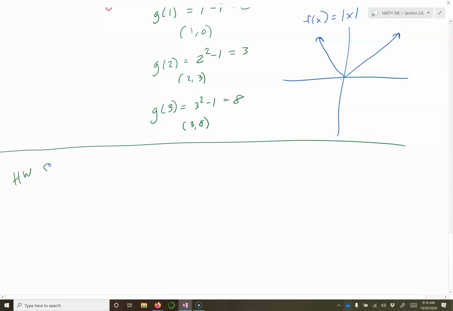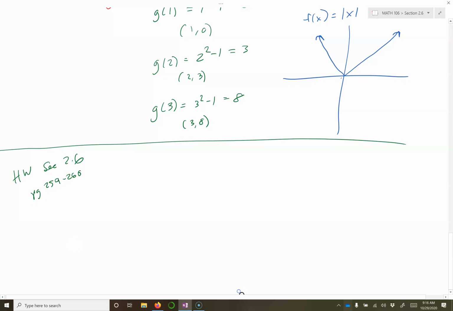Homework. Section 2.6. What am I doing here? Page 259 to 260. I have 9 to 15, and then 19, 21, 23, 25. Those last four you're going to be graphing piecewise functions, so that's why there's so few problems. And actually 9 to 15 is also odd. Okay? So this will be homework number 3.